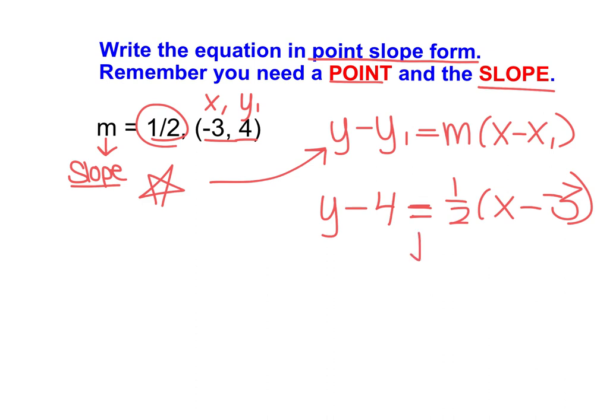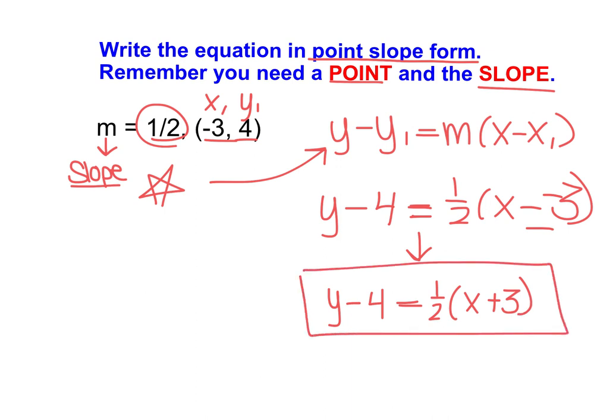What I do want to make sure I do is rewrite anytime I see a negative as a plus. So we're going to rewrite this as y minus 4 is equal to 1/2 times, in parentheses, x plus 3, to utilize keep, change. So there we have the equation of a line with this slope and this point in point-slope form.